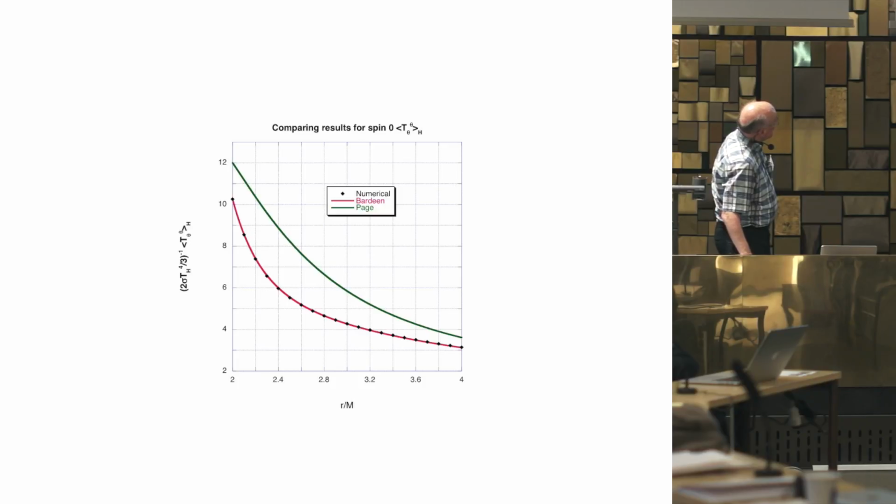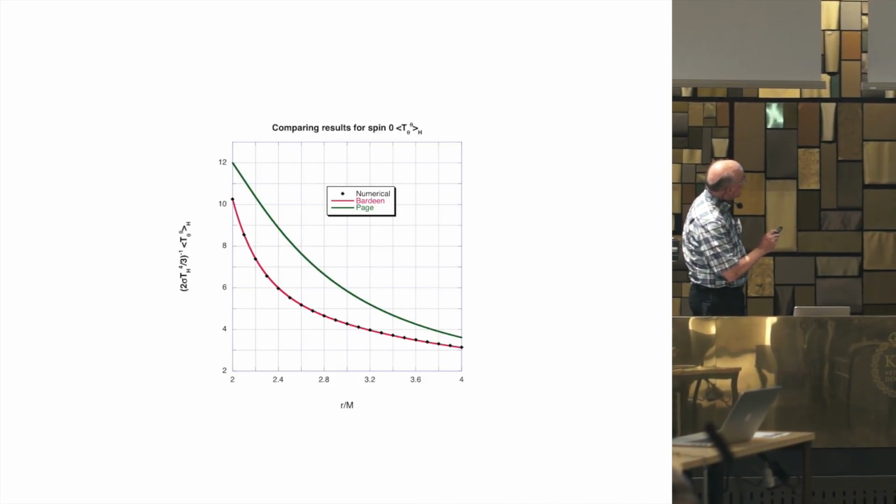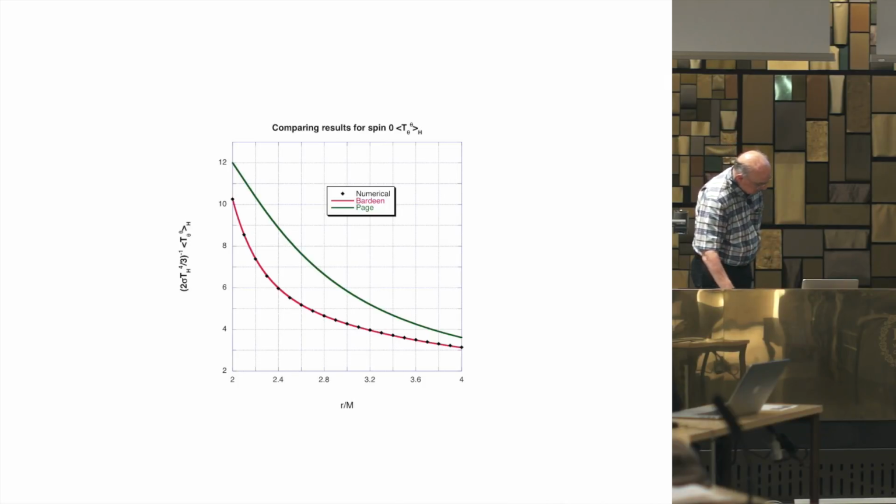Okay, so this is now comparing the Hawking spin zero case, where we have the Page approximations, the green line, and then the black points are taken from a table in the Visser paper, which is based on calculations of Anderson et al. and Jensen et al. And the red curve is the fit, which you can see is quite good.